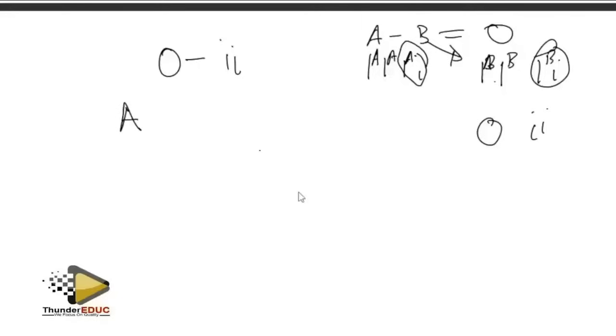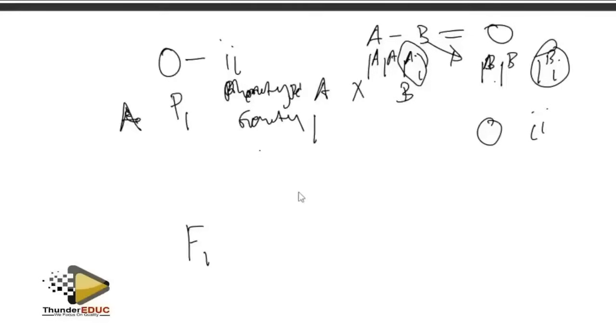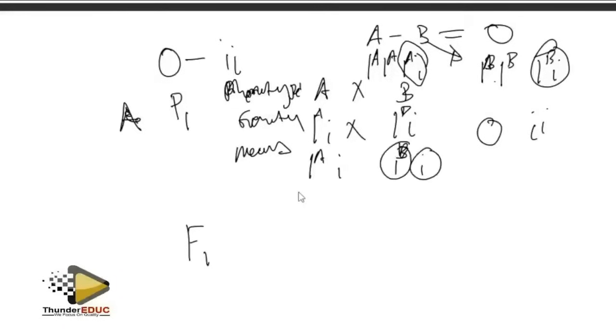So when you talk about the genotype, it's going to be the phenotype. So I'm going to say P1, F1, genotype, phenotype. I'm going to say A crossed with B. And then I say genotype, I'm going to say A heterozygous, crossing with B heterozygous. Then meiosis will take place. Some people then say A, I, B, this is B, né? I. And then I circle them.